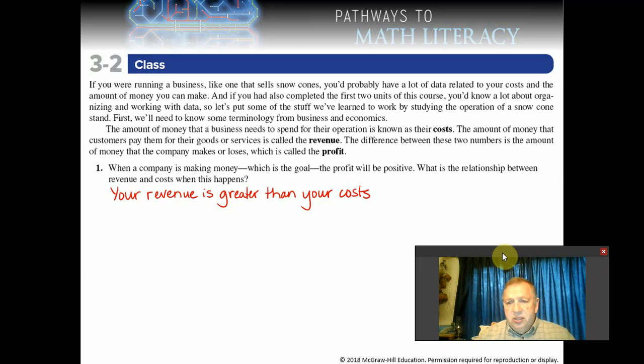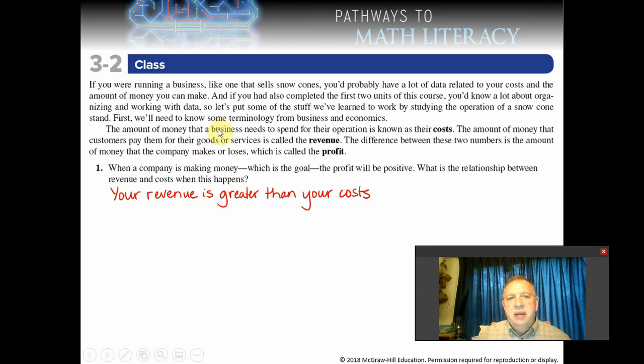I've got some costs associated. I had to buy the ice cream. I had to buy the cones. I've got to get the truck to get there. I've got to pay any other workers doing the business. So I have costs involved in doing the business. My profit is the difference between the revenue that I get in and the cost that I pay out. That's my profit. Okay.